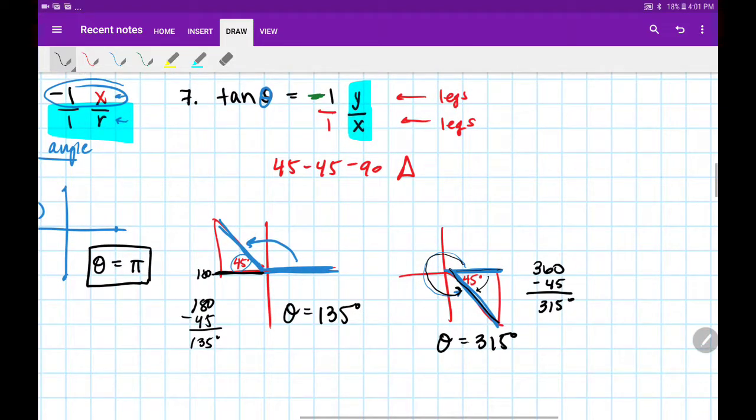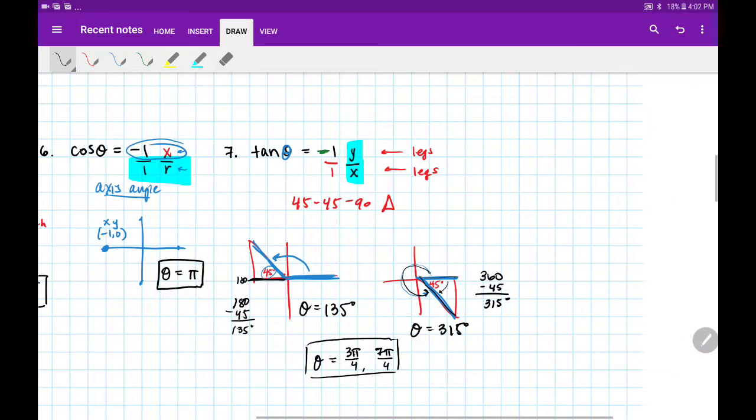But at the end of the day, it's preferable to write your answers in radians. So let's convert them. This first one would be 3 pi over 4, and the second angle would be 7 pi over 4. Ta-da!